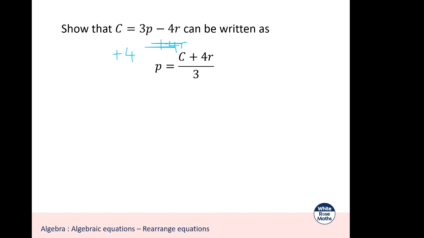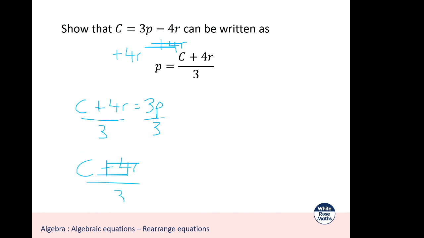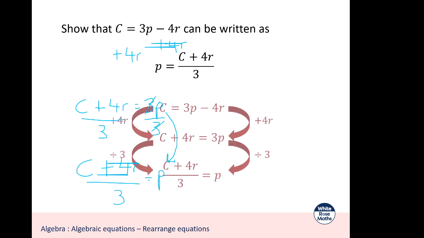So we have C plus 4R is equal to 3P. I want P. I don't want 3P. So dividing both sides of my equation by 3, I'm going to get C plus 4R over 3. So my final answer is going to be C plus 4R all over 3 is equal to P, because the threes just cancel here. I'm left with just this. And that is my final answer: P equals C plus 4R all over 3. There we go. Make sense, guys?